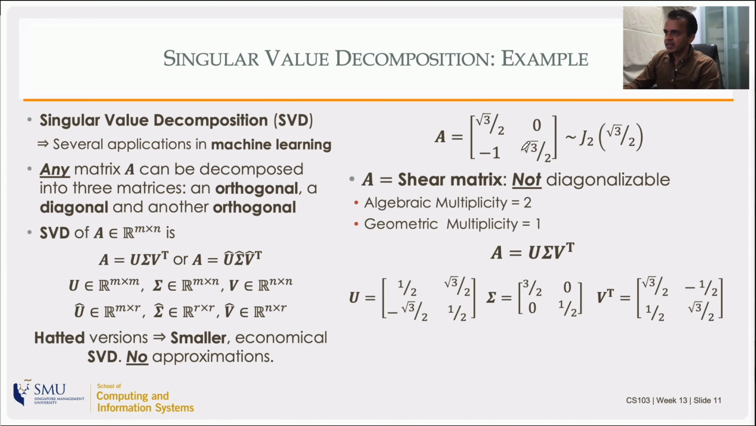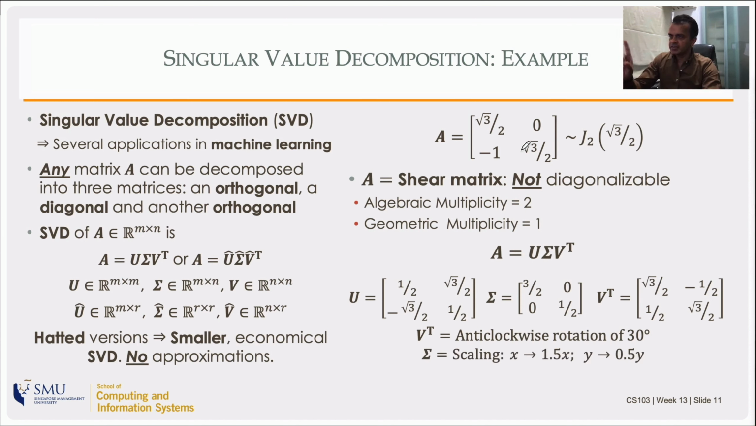U is a matrix like that. That is orthogonal. It's actually a rotation matrix, with sines and cosines of angle 60 in there. And sigma is a scaling matrix. V transpose is another rotation. If you look at V transpose, that is a rotation through an angle 30, and sigma is a scaling. It scales the x values by 1.5, 3 by 2, and y values by half. So that's what it does. And U is a clockwise rotation through an angle 60.